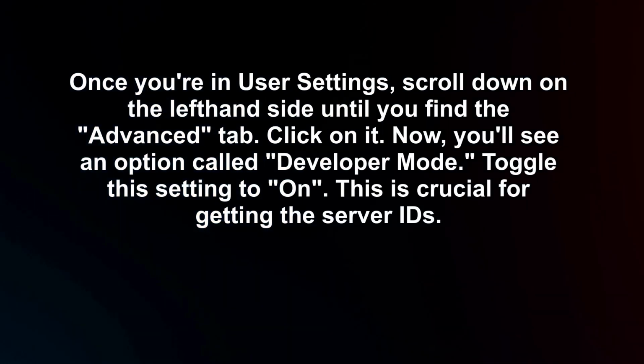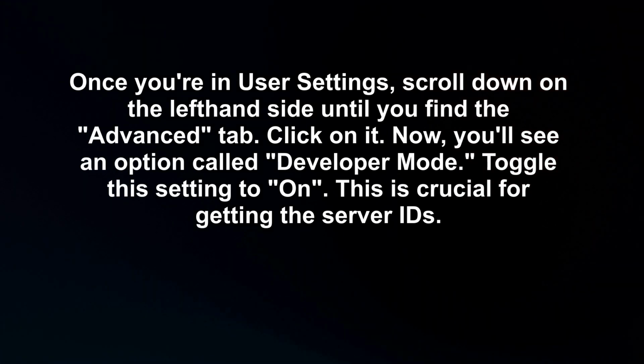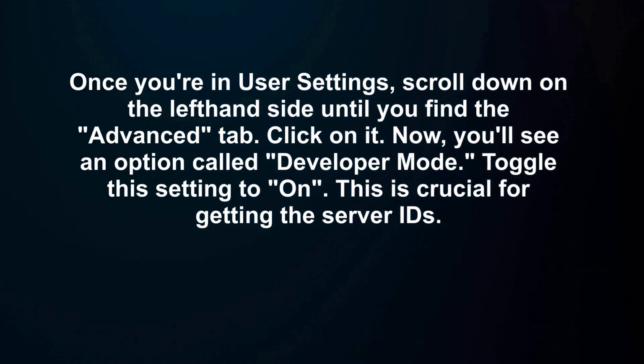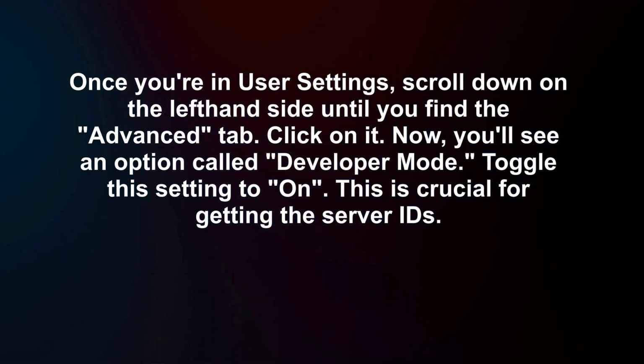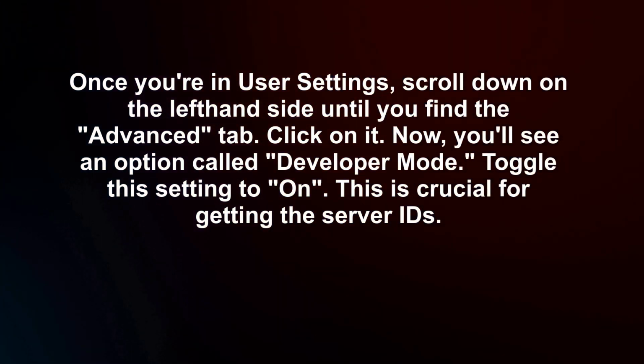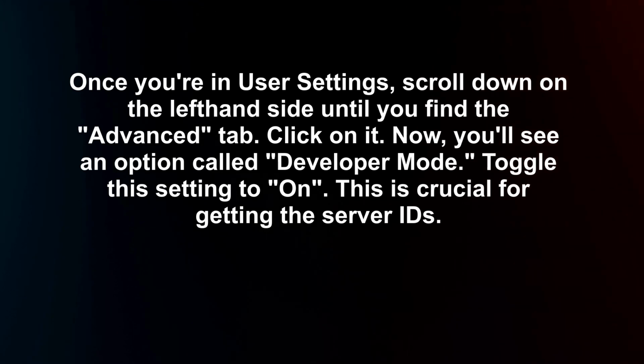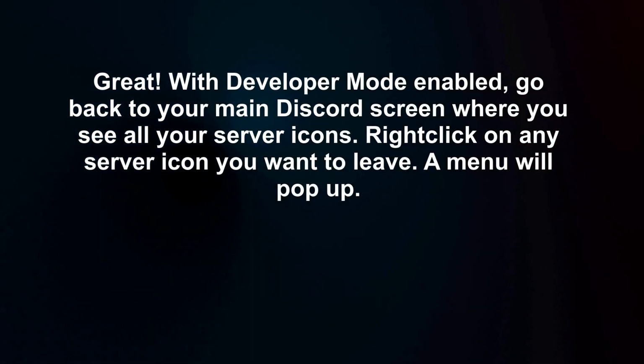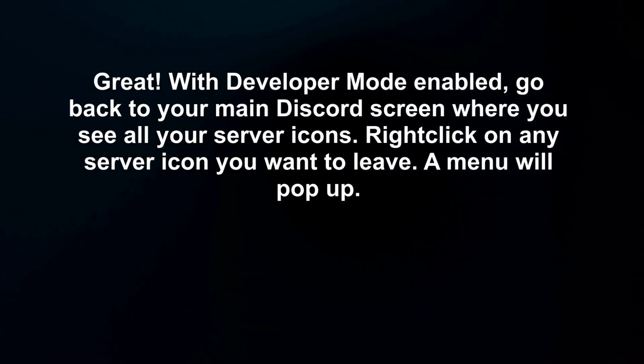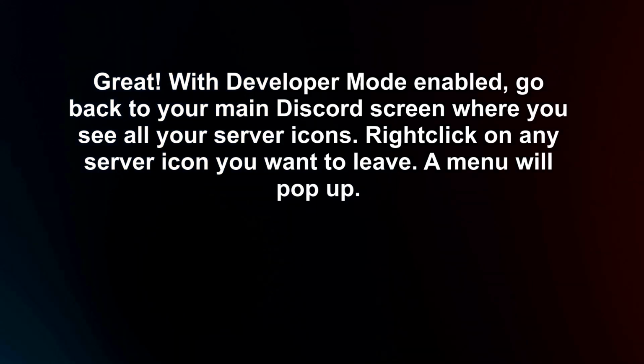Once you're in User Settings, scroll down on the left-hand side until you find the Advanced tab. Click on it. Now, you'll see an option called Developer Mode. Toggle this setting to on. This is crucial for getting the server IDs. Great, with Developer Mode enabled, go back to your main Discord screen where you see all your server icons.